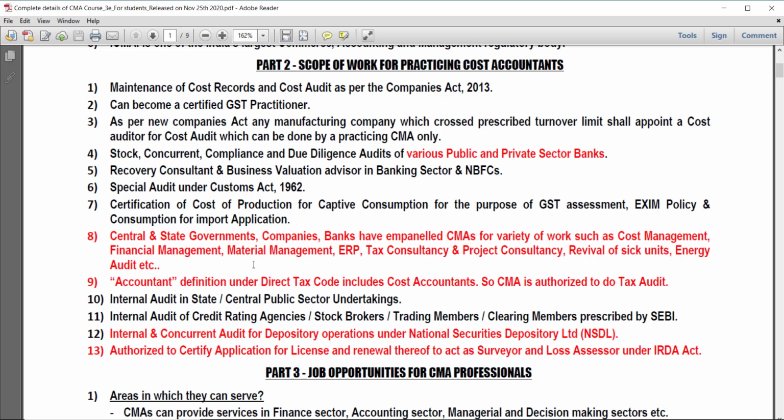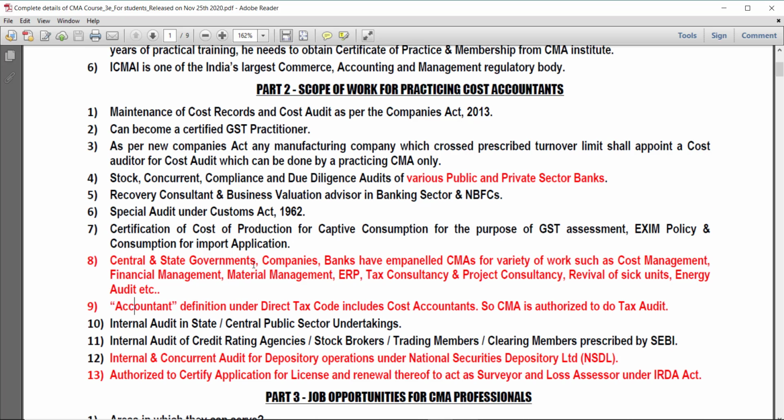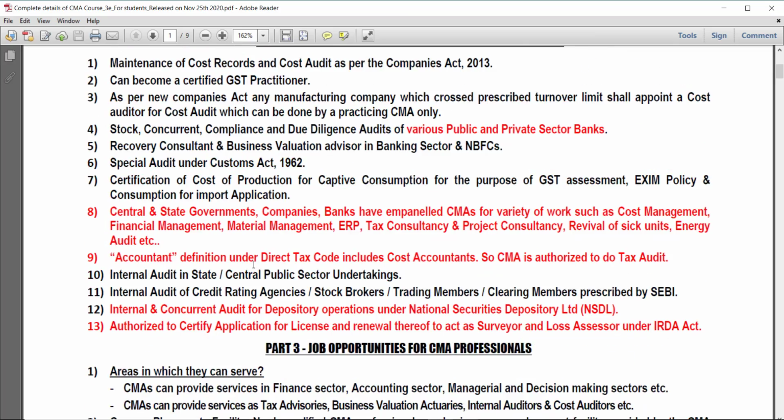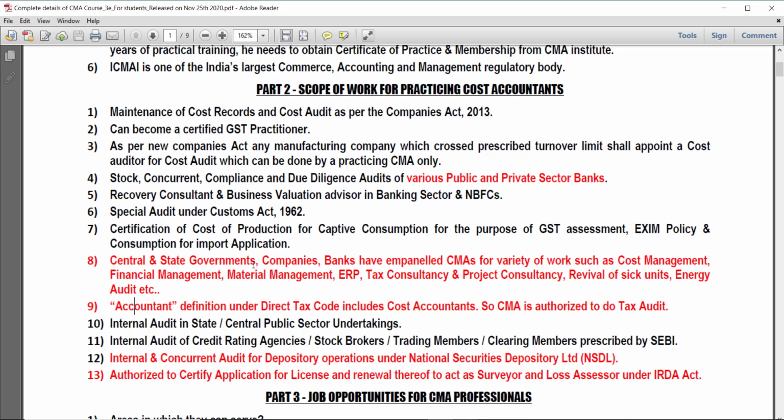He can even be appointed as an internal auditor in state or central public sector undertakings. He can even be appointed as internal auditor for credit rating agencies, stockbrokers, trading members, and clearing members, as prescribed by SEBI. These are some examples of the scope of work available for a practicing cost accountant. I have provided these examples only for the sake of your awareness. Beyond these examples, a practicing cost accountant has lots of opportunities.